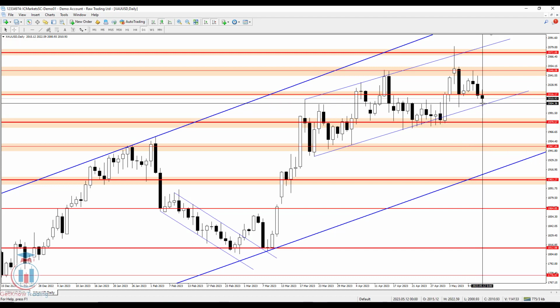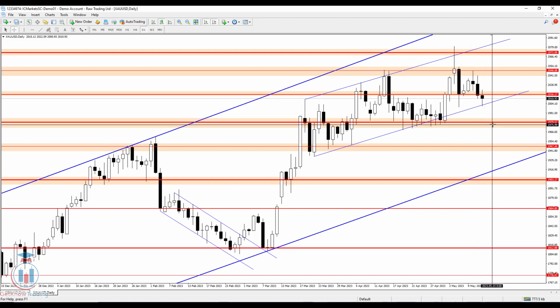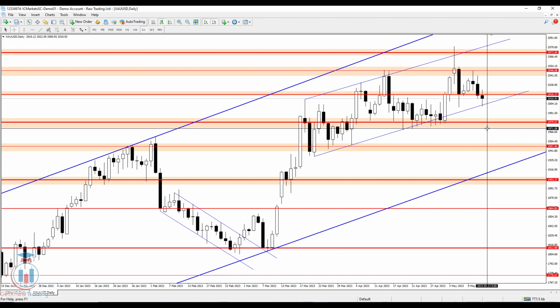So if the price goes below this area, which is 2000, the next one where the price should stay is 1990. If the price goes below that, it will mean that the weekly support has been broken, and the next one that should hold the price is this area here, which is a demand zone. And if the price goes below 1970, it will mean that the price has broken also a monthly support.